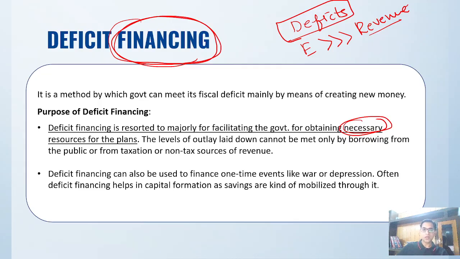Sometimes you do deficit financing even in a situation like war or whenever depression is going on. Because whenever you do deficit financing, you try to create capital in the society, you try to create capital infrastructure. Capital formation leads to saving and proper mobilization of resources.